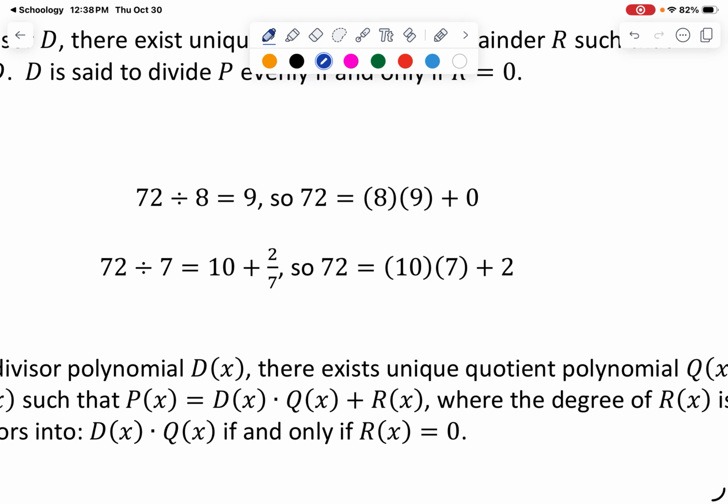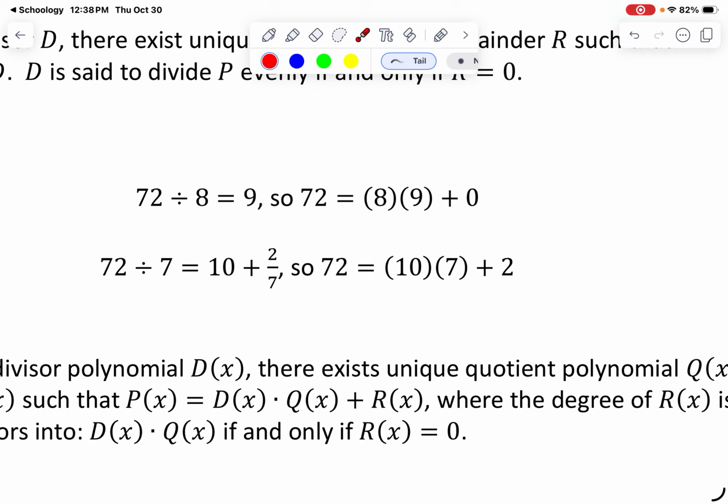So we have 72 divided by 8, which we know is 9 exactly, there's no remainder. The reason why, I should say we know, is that if you multiply 8 times 9, you don't have to add a remainder. So if you multiply 8 times 9, there is no remainder to get you to 72. So 8's a factor of 72, 9's a factor of 72, and there is no remainder, right?